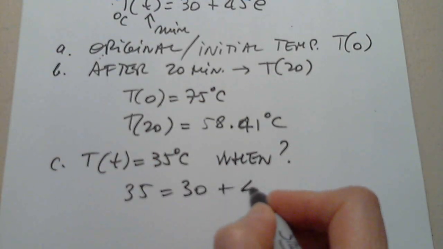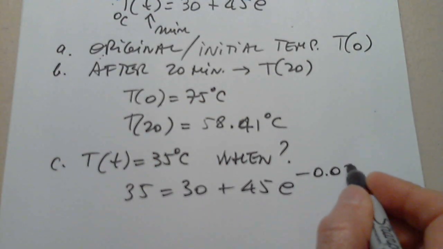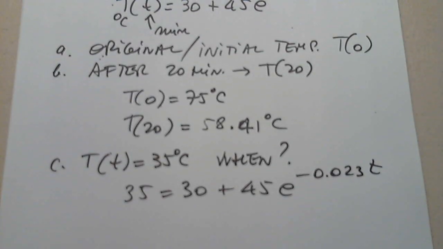35 equals 30 plus 45 e to negative 0.023t, and this will be the third or the fourth problem similar. Of course, I'm going to say clean it up. It's not cleaned up. We can't apply anything. We cannot change anything till we clean it up fully. So what do we do?